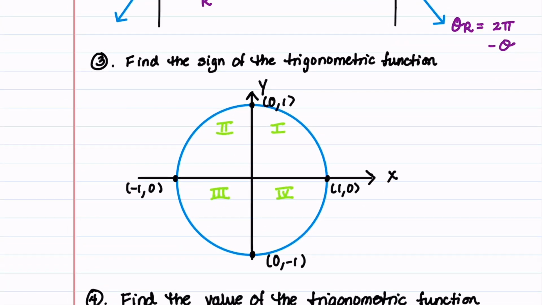This third step is to find the sign of the trigonometric function. I also have a video on this topic if you need to review it. In our first quadrant, all the trigonometric functions are positive. In the second quadrant, sine is positive. In the third quadrant, tangent is positive. And in the fourth quadrant, cosine is positive. The mnemonic to remember this goes off of the first letter in each of these words, and the mnemonic is: All Students Take Calculus.